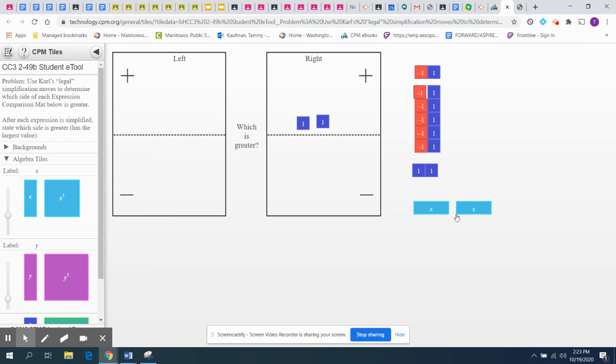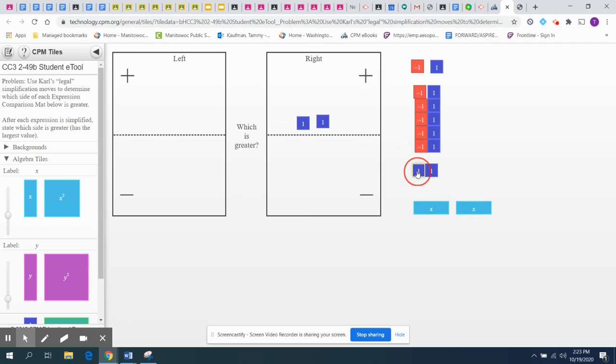Okay. So the last question asked, how do we know that we can take zero pairs off? Well, the reason that it's a legal move is because I can add 0 to anything and it doesn't change the value. If I put this back on here, this is still worth 2 because -1 plus 1 is 0, so it's still worth 2. So taking these off doesn't change the value.